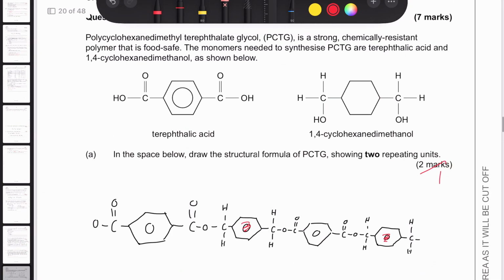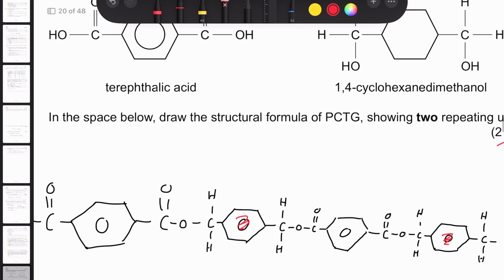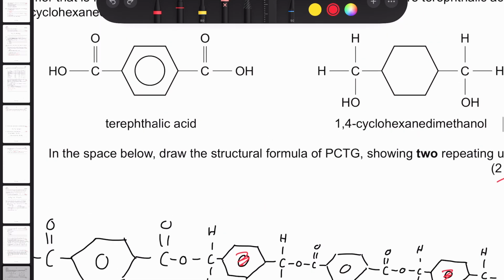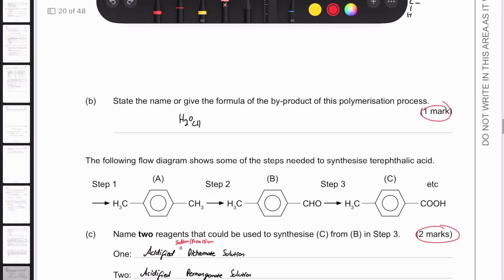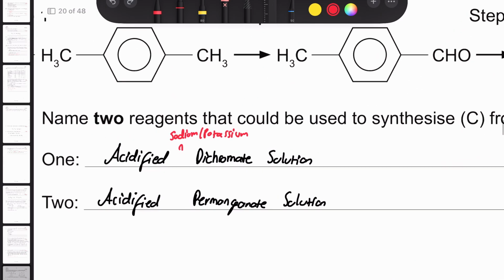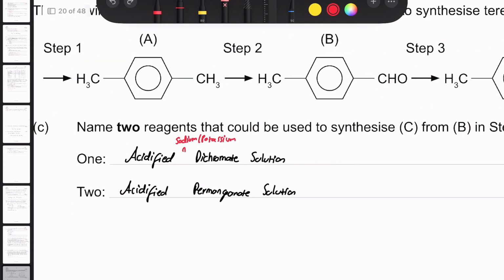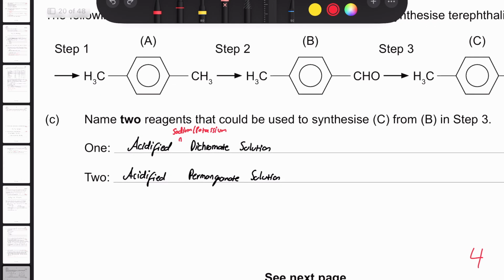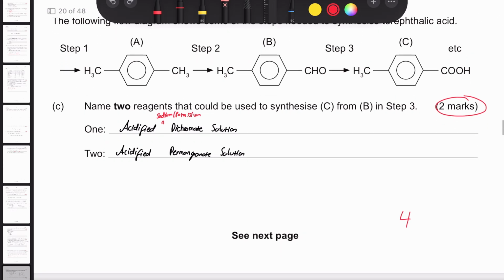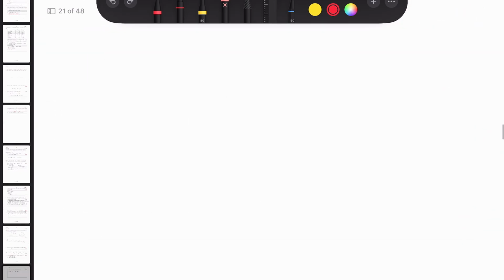And going down. For some reason I drew these as benzene rings, but obviously it's not benzene rings, so that was a minor error. Here I could have said sodium dichromate solution or potassium dichromate solution, but they were in brackets, so again I gave myself the full mark, so I wasn't exactly sure if that was part of the marking key. But just for next time, remember to write sodium or potassium.